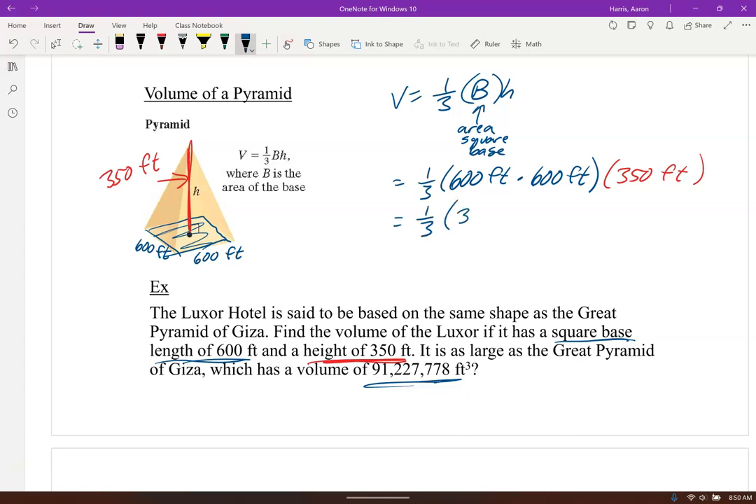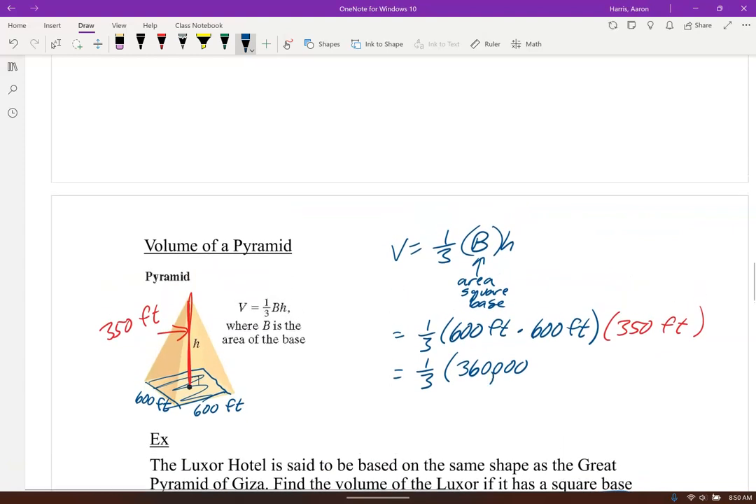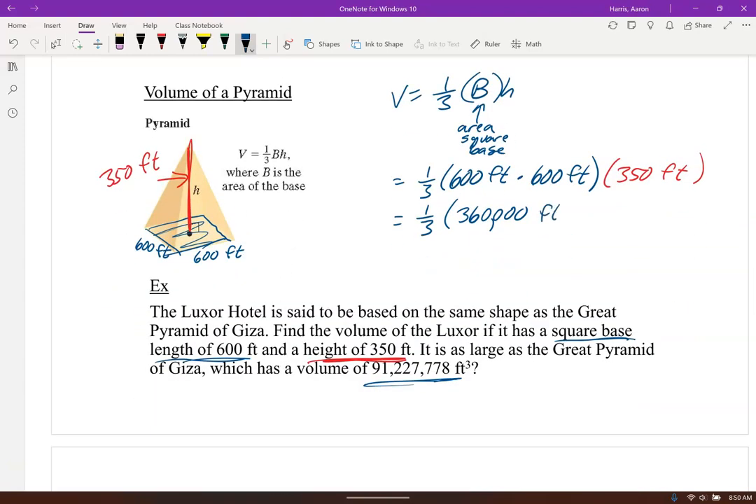Well, 600 times 600 is 360,000. It's got square feet now, feet times feet. I'm going to multiply that by 350. I get 126 million cubic feet now, feet squared times feet. So 126 with 6 zeros. And then take 1/3 of that, so divided by 3.